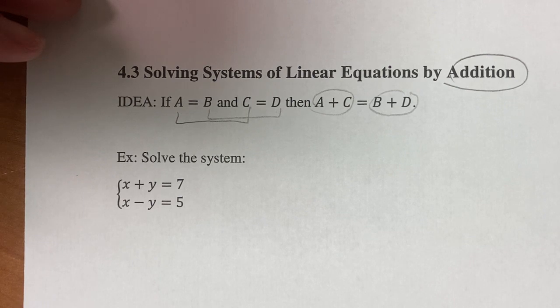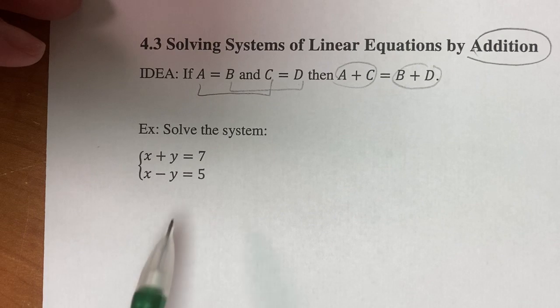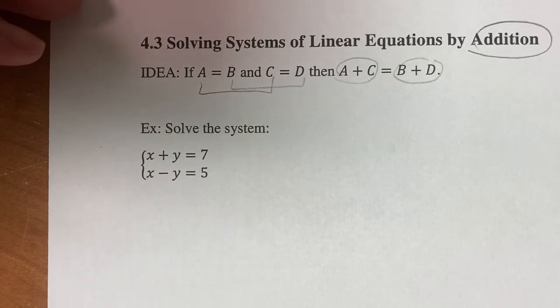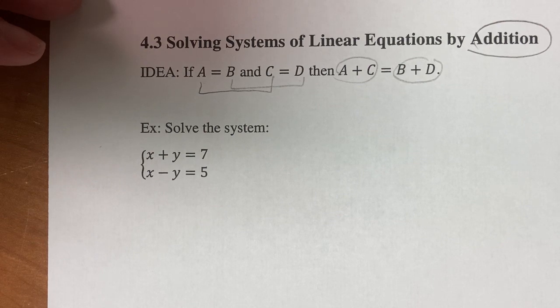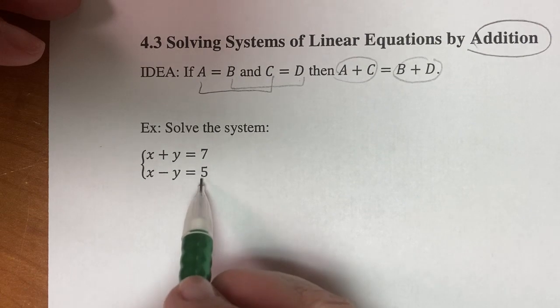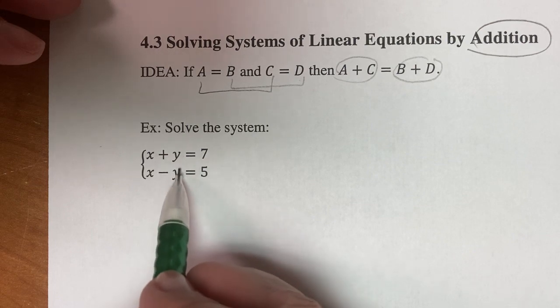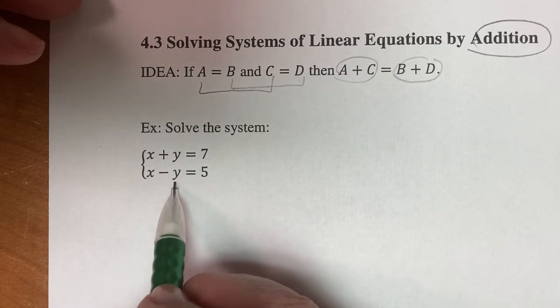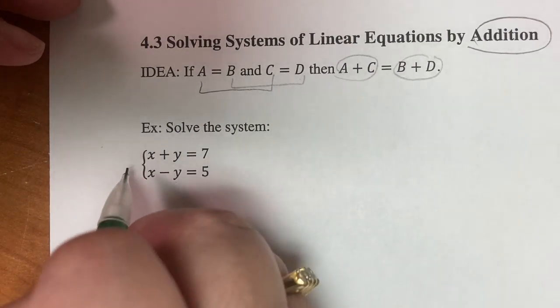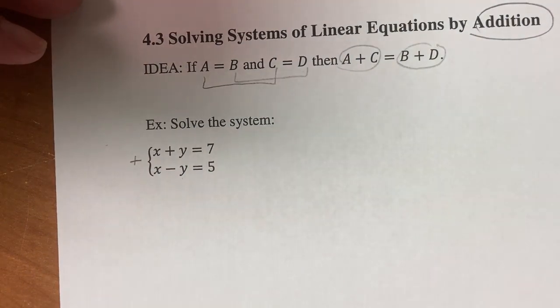So here we go. If we look at example 1, the idea is that you want to make one of the variables drop out. It doesn't matter if it's x or y. You want to add the two equations to make one of the variables drop out. Well, if we look at these two equations, we're starting off easy. Do you see if I were to add these two equations, the y's would drop out because y plus negative y is equal to 0. So that's what we're going to do. We're going to add these two equations.